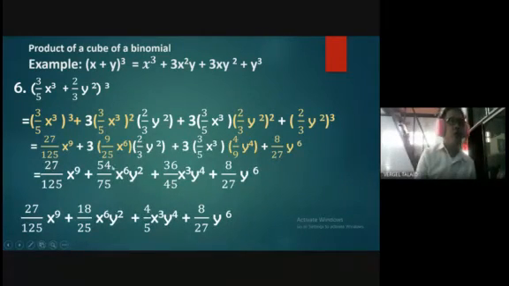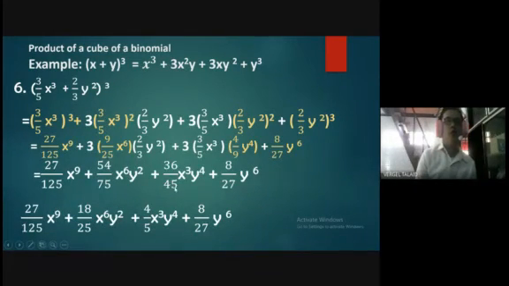Since 54 over 75 can be reduced to lowest term, it is divisible by 3. So 54 divided by 3, the GCF of this is 3. 54 divided by 3, that is 18. 75 divided by 3 is 25. X to the power of 6, y to the power of 2.